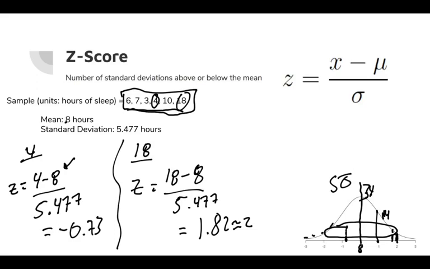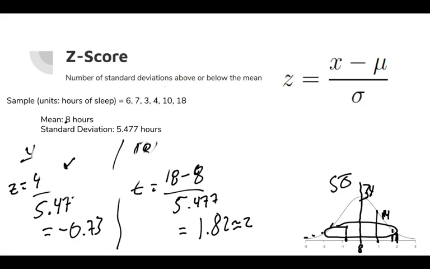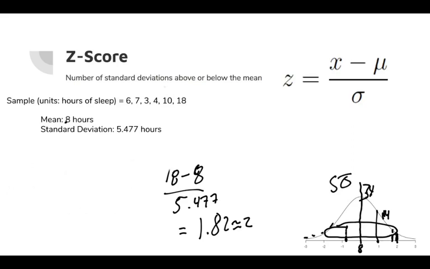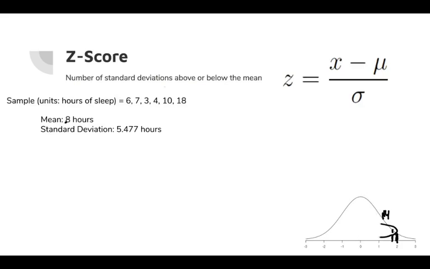That means that this 18 hours is in the 98th percentile, you could say, right? 98% of all the other scores are lower, are less, than the 18. Meaning that 98% of people from this population get less than 18 hours of sleep. I just made these numbers up, but if your study had those values, that's what it would be telling you. So the z-score really can tell you a lot of cool things.